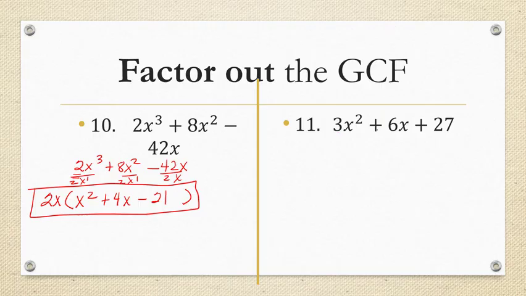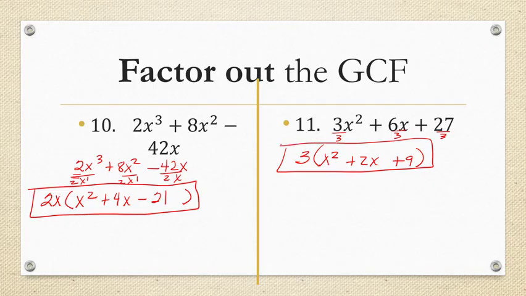What can I divide out of 3, 6, and 27? A 3. Do all the terms have an x? No. So if we divide everything through by 3, when it says factor out, you're dividing. x squared plus 2x plus 9. That'll be your final answer there.